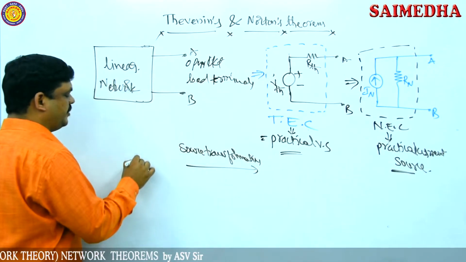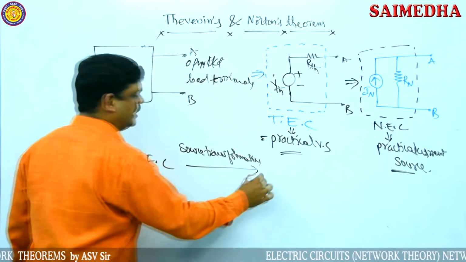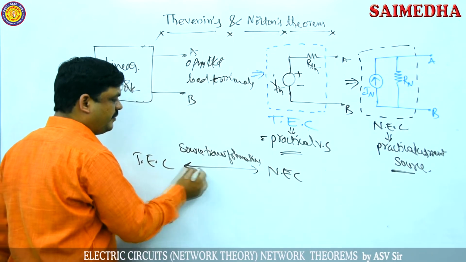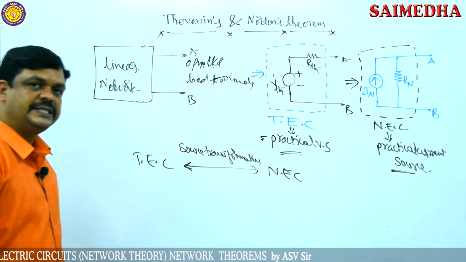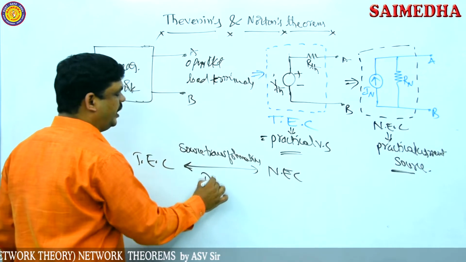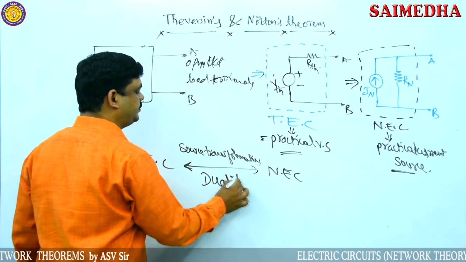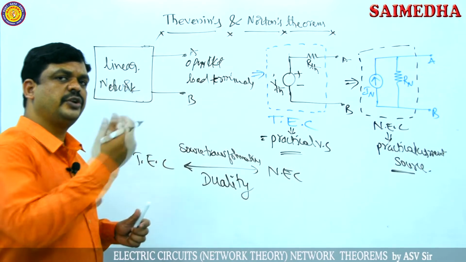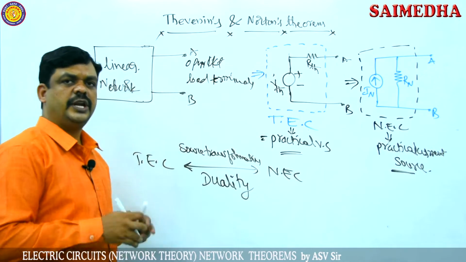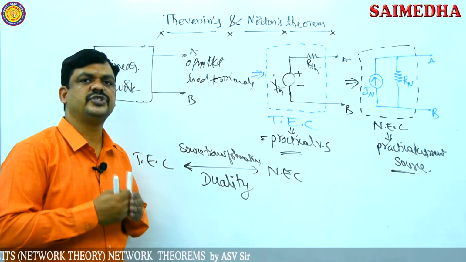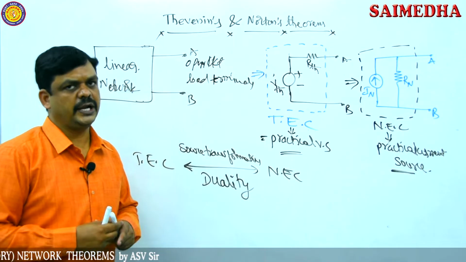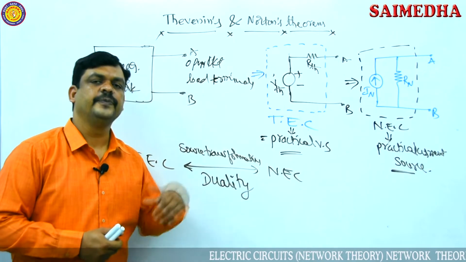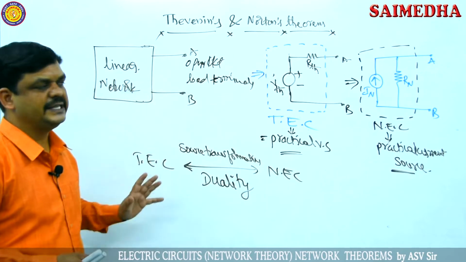Source transformation of Thevenin's equivalent circuit is Norton's equivalent circuit. Similarly, source transformation of Norton's equivalent circuit is Thevenin's equivalent circuit, or sometimes we can write duality also. Duality is used to change one form of circuit into another form. In network theorems, duality explains the conversion from series to parallel or parallel to series. So duality of Thevenin's equivalent circuit is Norton's equivalent circuit, and duality of Norton's equivalent circuit is Thevenin's equivalent circuit.